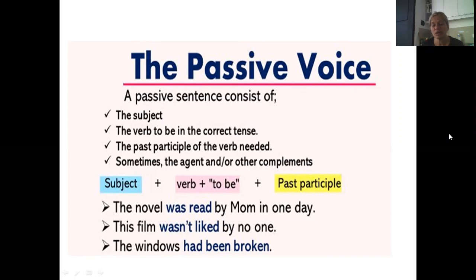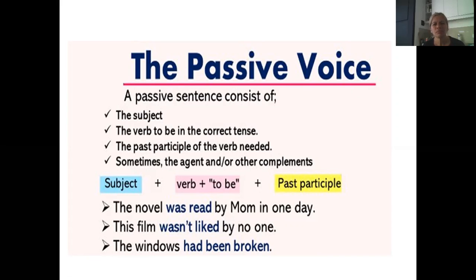So let's start. The passive voice consists of the subject, the verb to be in the correct tense, and the past participle of the verb needed. What is the past participle?